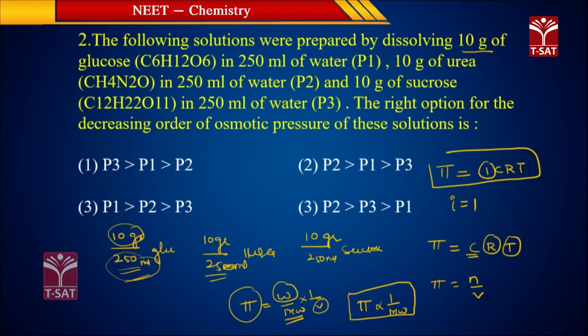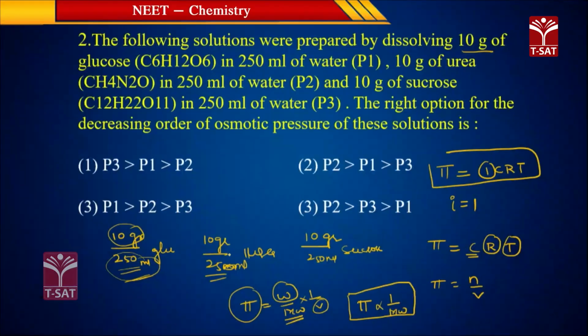The substance whose molecular weight is more has less osmotic pressure. Comparing sucrose, glucose and urea: glucose molecular weight is 180, urea is 60 or 62, and sucrose is 342. So whose molecular weight is less? Sorry, not glucose, urea. Urea's molecular weight is less, that is why urea has more pressure. That is option 2.